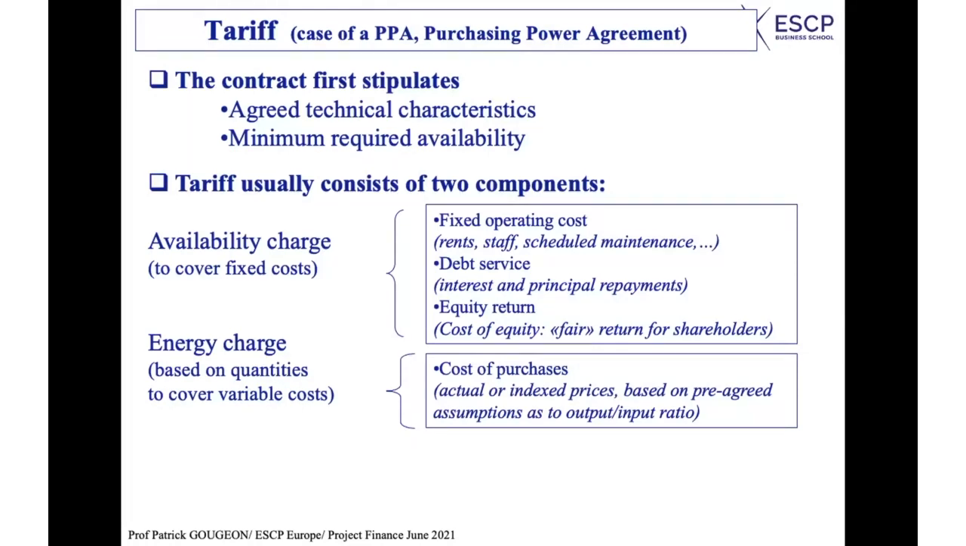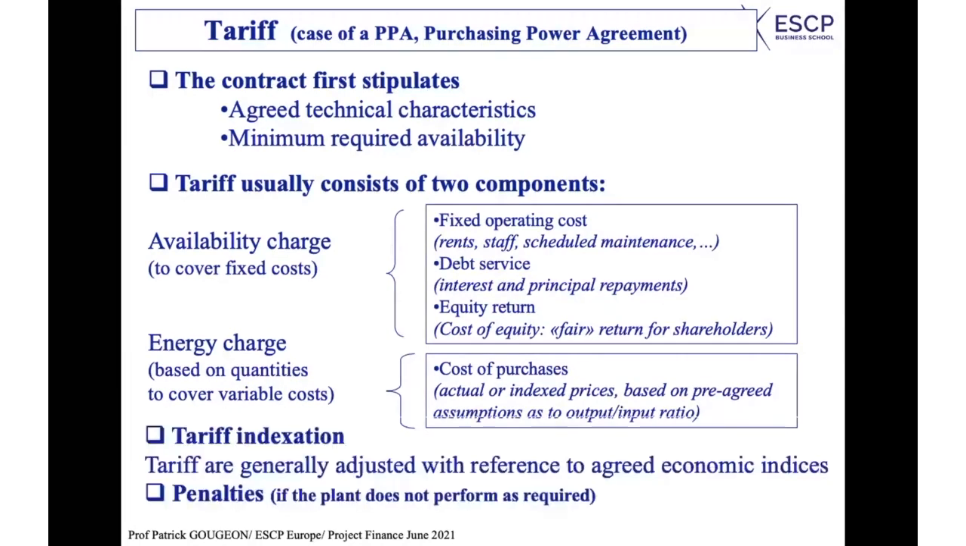So you have tariff indexation, as I said, and the tariffs are usually adjusted with reference to agreed economic indices. The indices which are selected depend totally on the nature of the project. Indeed, you have to take an index which is relevant with reference to the type of project. And there are indeed penalties which are included in the PPA. Particularly if the plant does not perform as required. If you don't have the capacity which you are expected to have, which is stipulated in the contract, then you can indeed have a penalty.